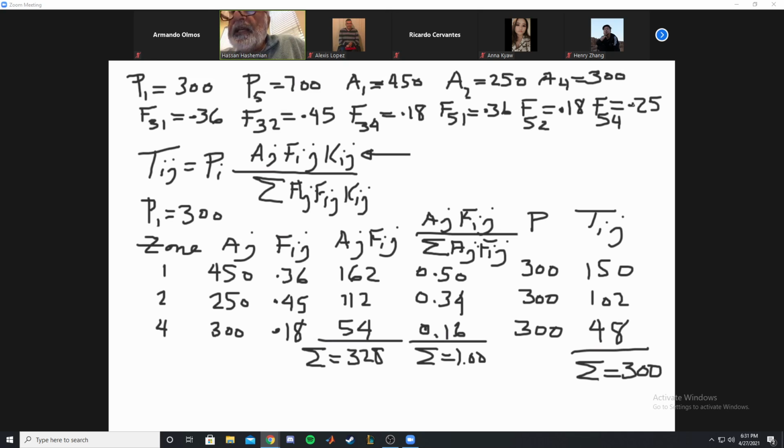So this is exactly like the example problem in the book. All you have to do is just look at it, copy it with different numbers. That's it. And you did that homework exactly like this. Okay, so this is for P1 equal to 300. So you do the same thing for P2 equal to 700 with different numbers.